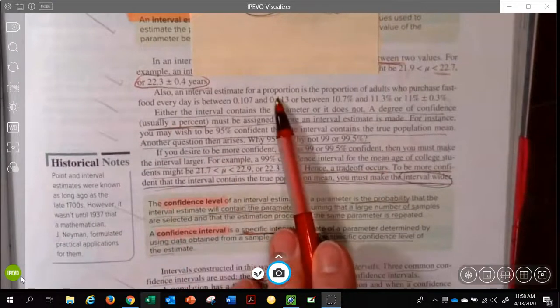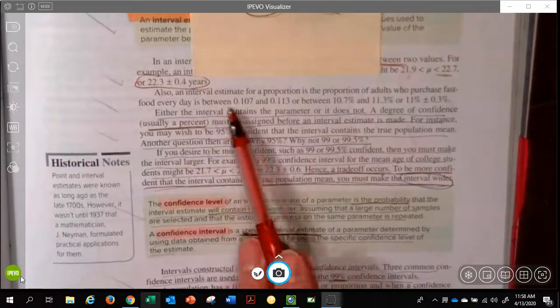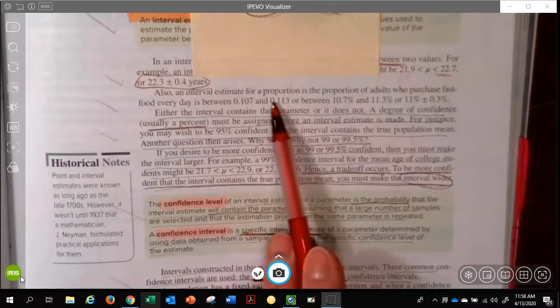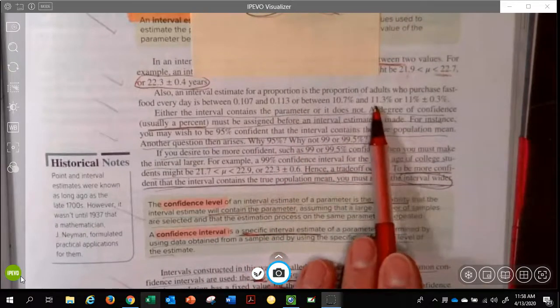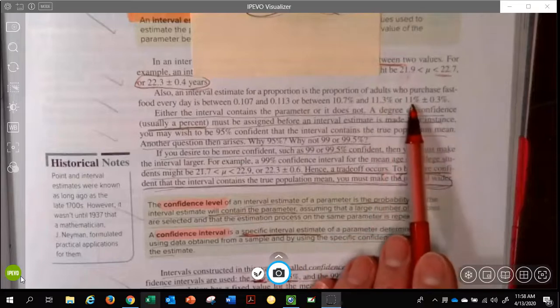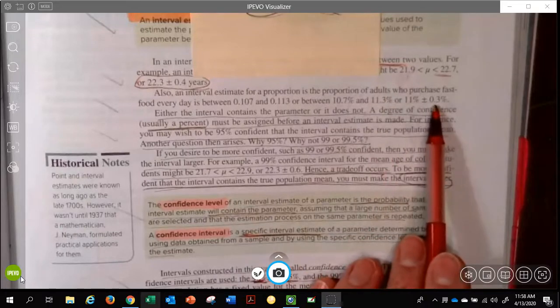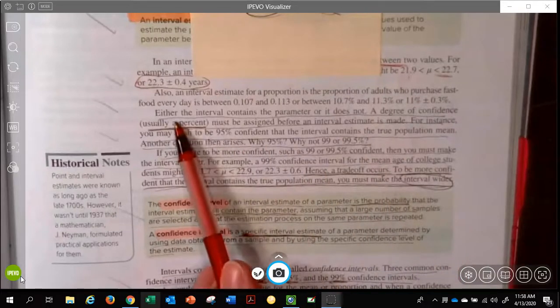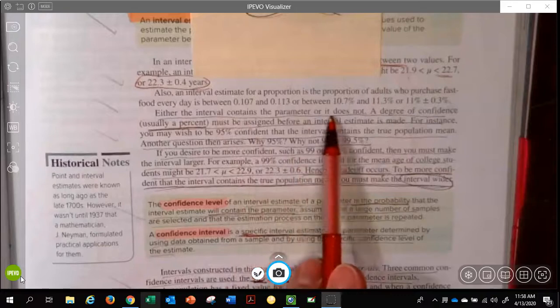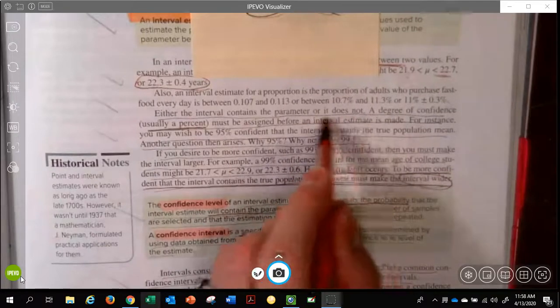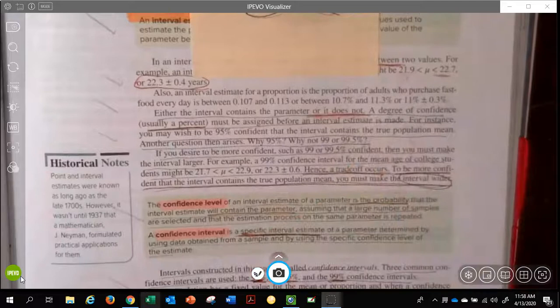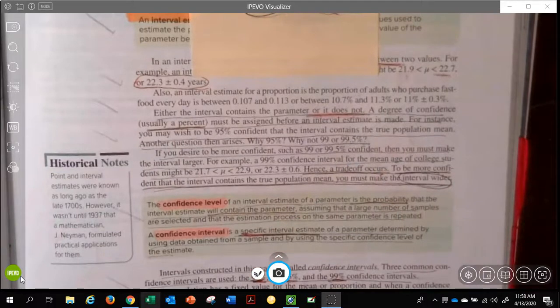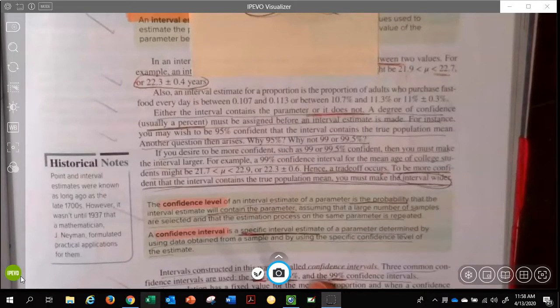They say also it could be a proportion, and a proportion can be written as a decimal, lower and upper. It can be written as a percent, lower and upper. And it can be written as a middle number, plus or minus how much ever is indicated in the problem. Either the interval contains the parameter or it does not. It's still a little bit frustrating, but we're still guessing. We think our answer, the true mean, is going to be in there. Again, we're just doing statistics and trying to make the most of our answers.